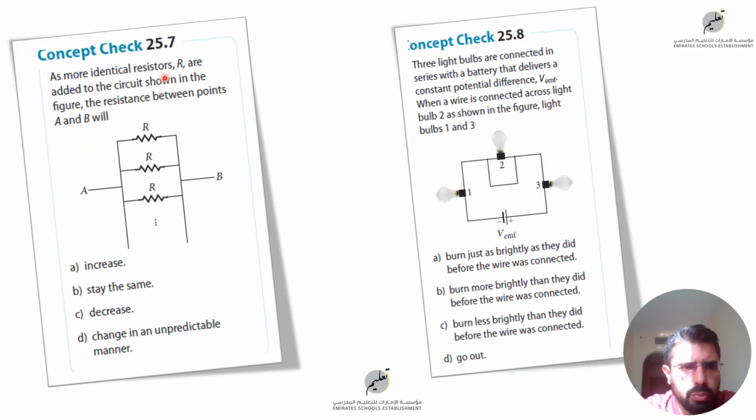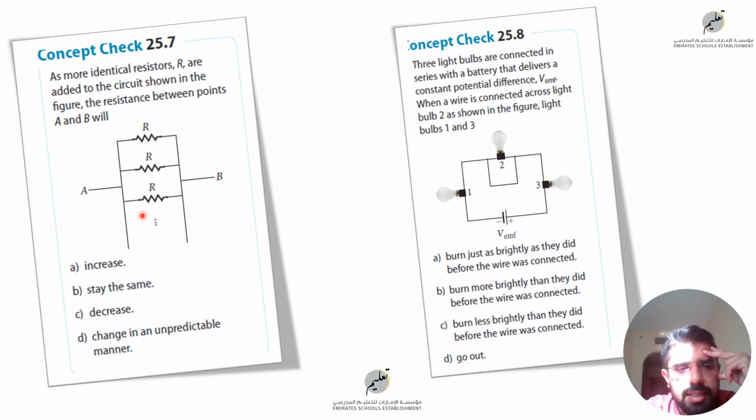Here are two simple questions as well. So let's read it together. 5.7. As more identical resistors are added to the circuit shown in the figure, the resistance between the points A and B will be... So if we have more resistances connected in parallel, what will happen between A and B? What do you think? The resistance will increase or decrease? Imagine adding here another resistance and another resistance. We put 10 resistances here. What will happen to the total resistance? The value will decrease. The value of the total resistance will decrease.